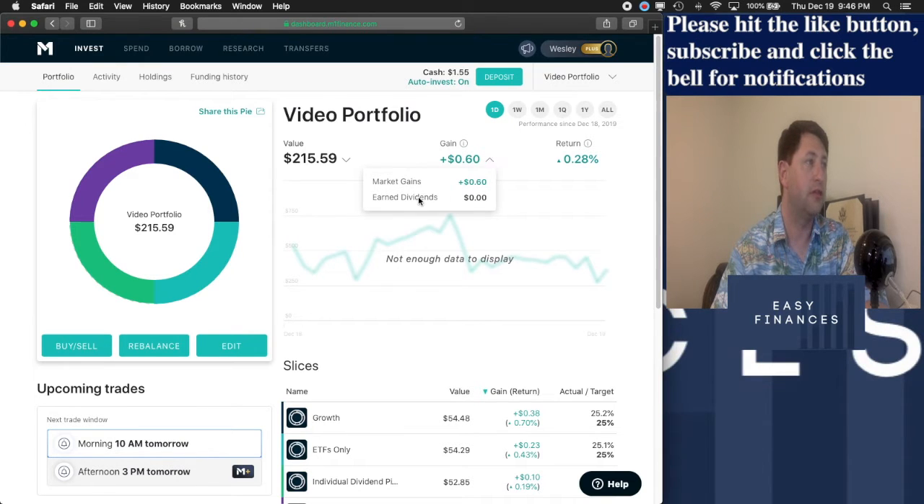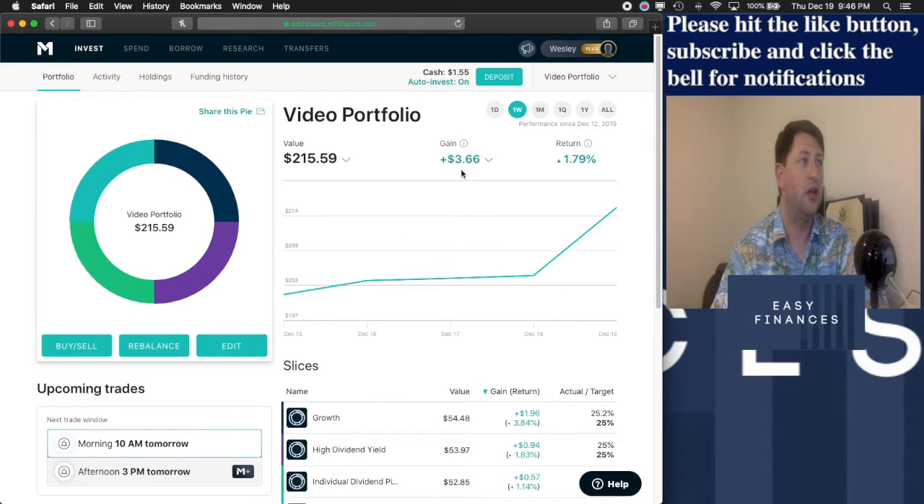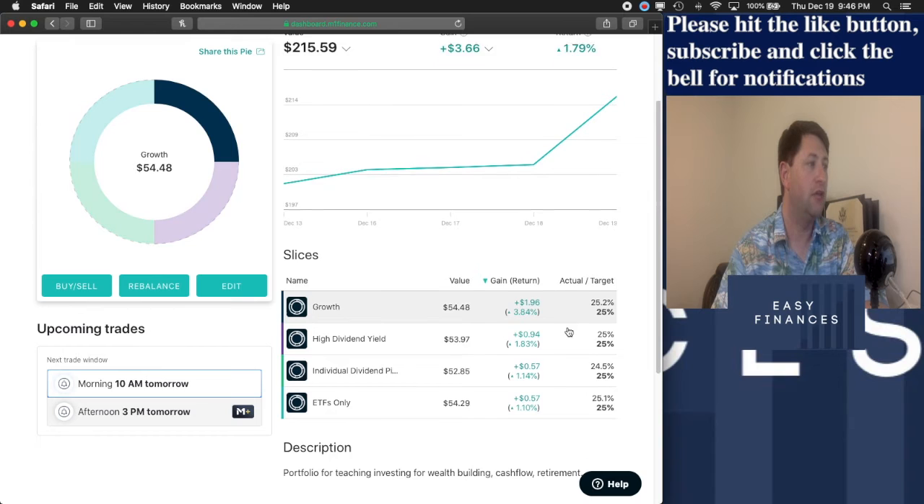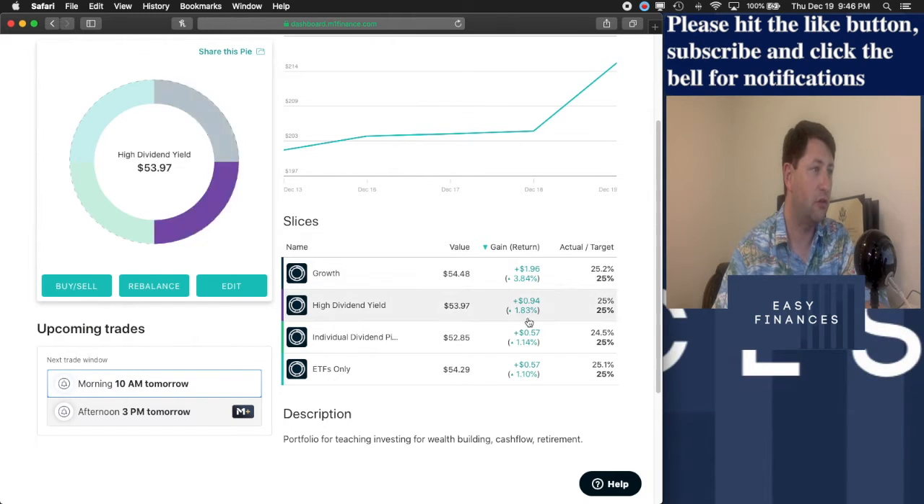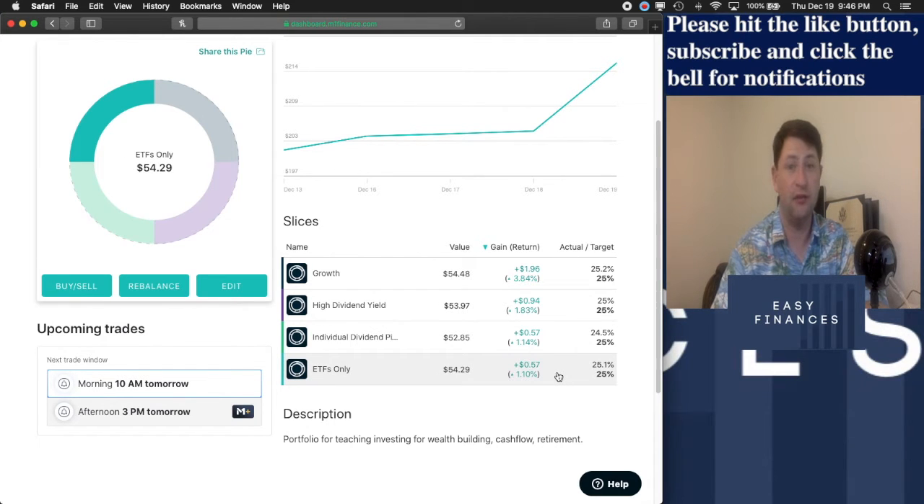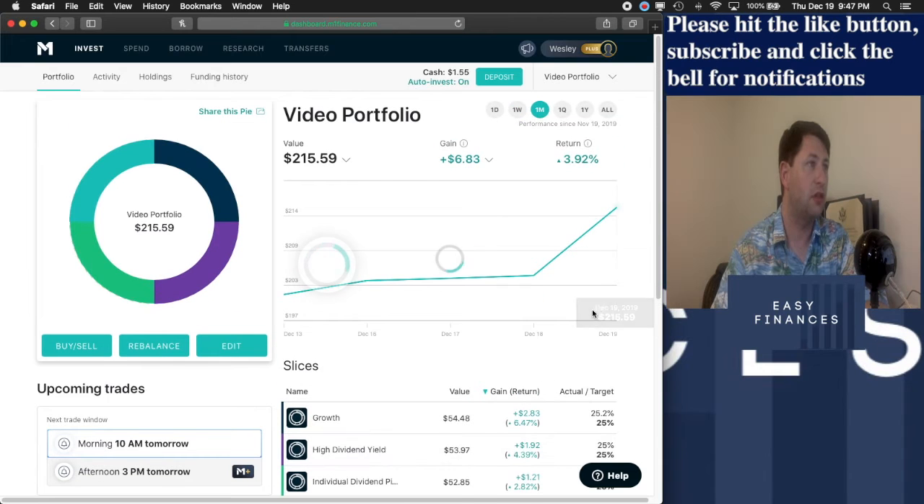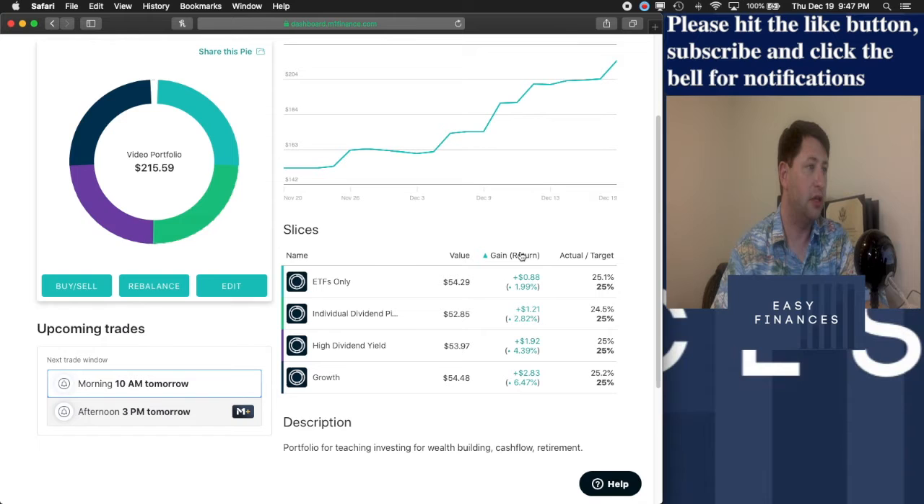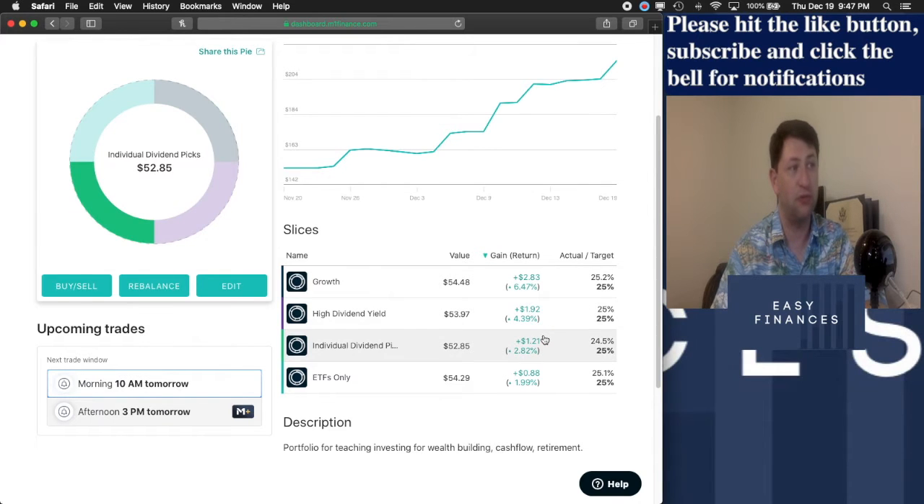If we look into the dividends, we didn't earn any dividends today, but for this week, we got a gain of $3.66 with a 1.79% return for the week. If we look at the biggest area of growth here, we see that growth has again won by 3.84%, followed by high dividend yield, interestingly enough, at 1.83%, individual dividend picks at 1.14%, and ETFs only at a gain of 1.10%. For the month, we're up 3.92%, with again growth being the leader at 6.47%.